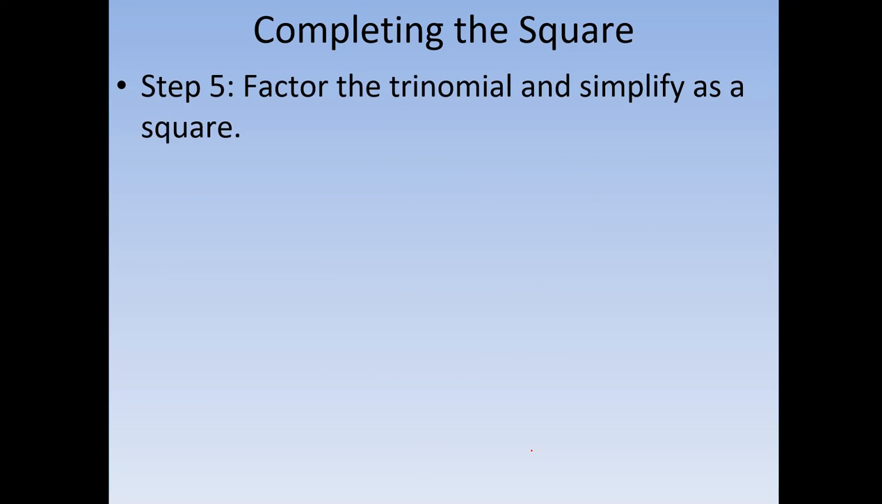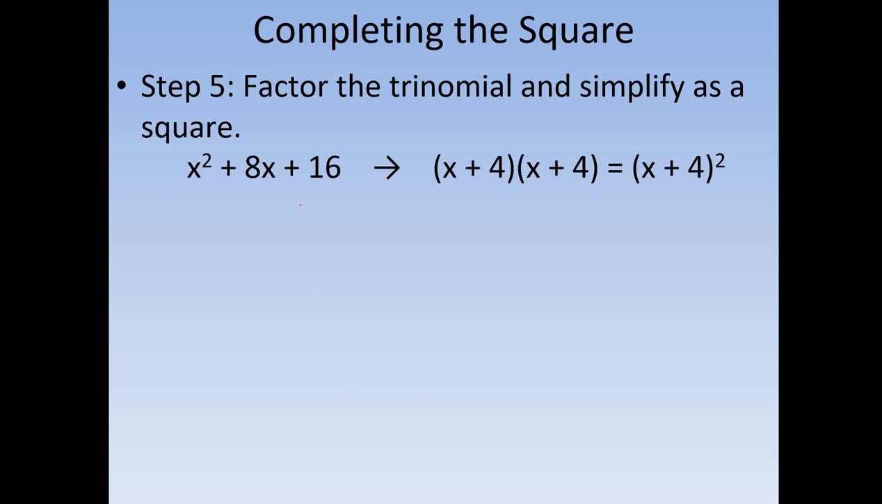All right, step five. We take that trinomial that's on the left, simplify it using factoring and making sure that it becomes a square. So if we take this term, x squared plus 8x plus 16, if we factor this using the AC method, let's say, we would get that it's x plus 4 times x plus 4. Because these are identical copies, we could just replace it as x plus 4 squared. Hence the completing the square. So my new quadratic becomes x plus 4 squared equals 20.